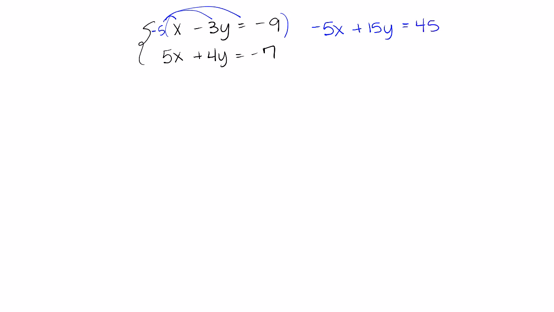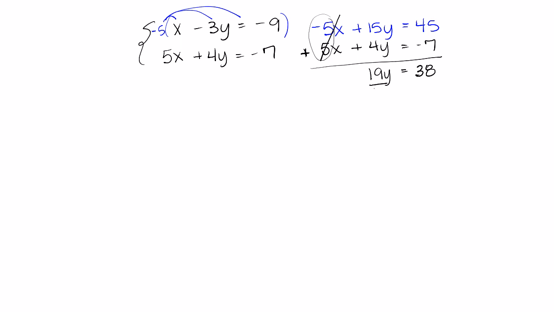Oops. Wait, what did I do here? Oh, sorry, I wrote something different down on my notes. I did it a different way. Anyway, and then the second equation stays the same. And again, we just were making sure that the coefficients here were opposite, same number, opposite sign. So when I add these together, my x's eliminate, and I get 19y is equal to 38.